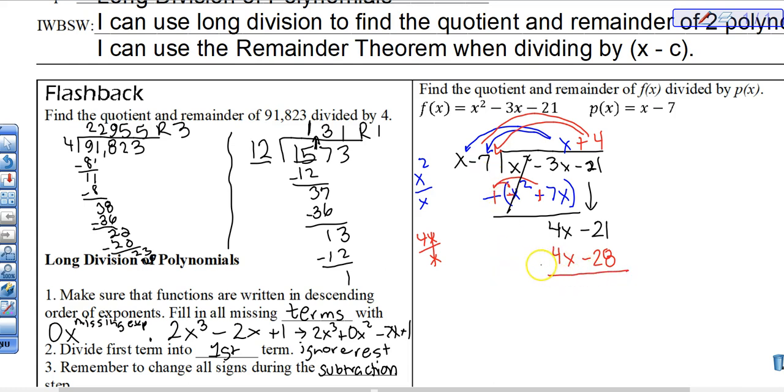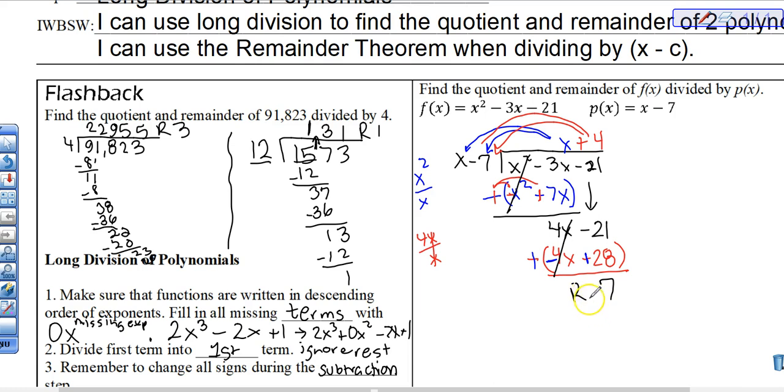Okay, and next step, subtracting. If I go grab my other color, remember what I do: distribute. So that becomes a plus, that becomes a minus, that becomes a plus. Change all your signs. Here's what's supposed to happen, so we're still on the right track. Negative 21 plus 28 is, what was our remainder supposed to be? Look at that, it happened.